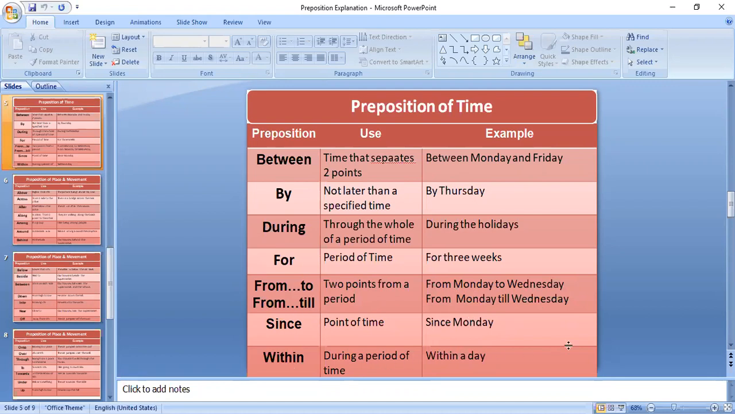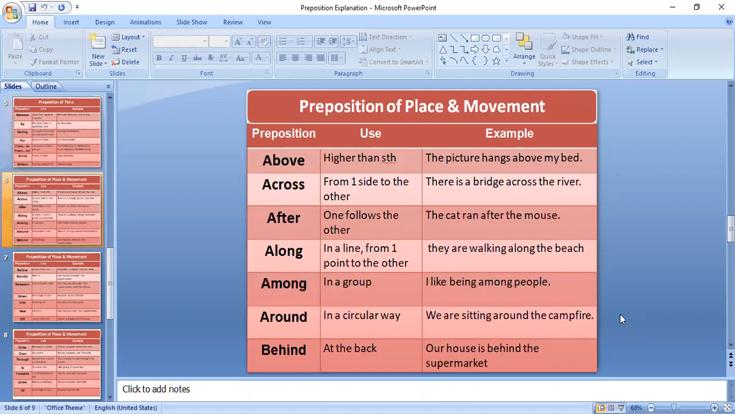Within, during a period of time. Within a day, जैसे during वर्ड ऊपर आपने किया है ऐसे ही within जाए, within a day मतलब उस दिन के बीच बीच में हो जाना चाहिए काम. ठीक है, during the holidays means छुट्टियों के बीच में, और अगर पर्टिकुलर एक दिन किया गया within a day मतलब उस दिन के बीच बीच में.